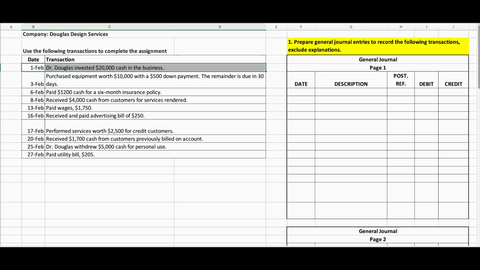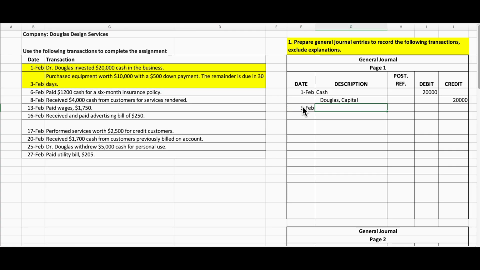Now, you guys know that I love using me some color here, so I'll be highlighting entries as I get them done. First up, on February 1st, Dr. Douglas invested $20,000 cash in the business. So it's $20,000 on the debit side and $20,000 on the credit side. Dr. Douglas invested cash, so cash is on the debit and credit is owner's equity. So it would be Douglas. So the first entry is cash on the debit and Douglas Capital on the credit.